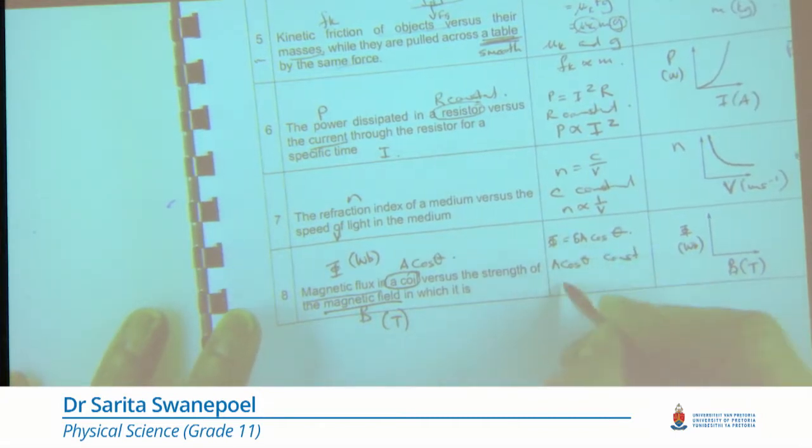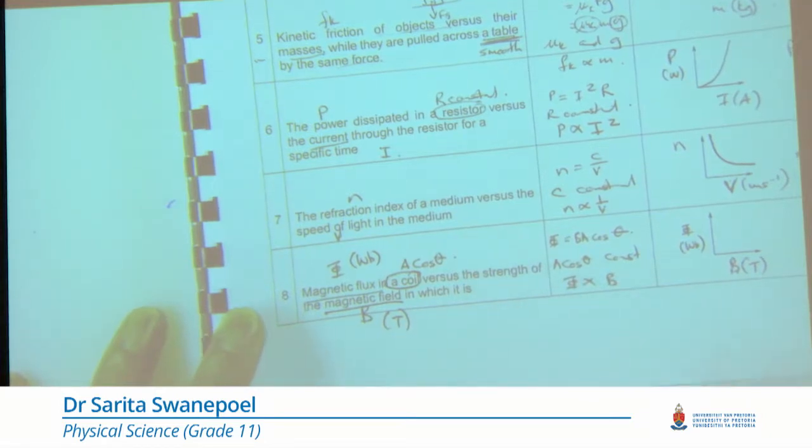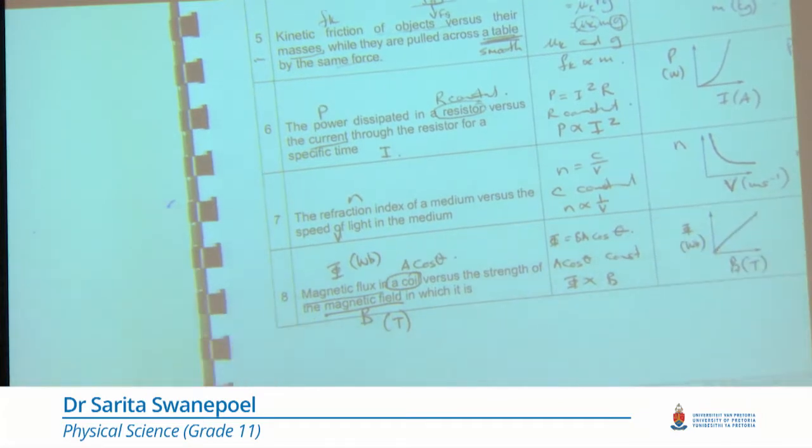And what is the relationship between the flux and the magnetic field? Directly proportional, right? So this should be a straight line through the origin. Next year you're going to do still more equations, and it doesn't matter, you can do any equation. You just have to make sure that all the things you don't want to look at are constant. So determine which variables you want, and then choose an equation where the rest is all constant.